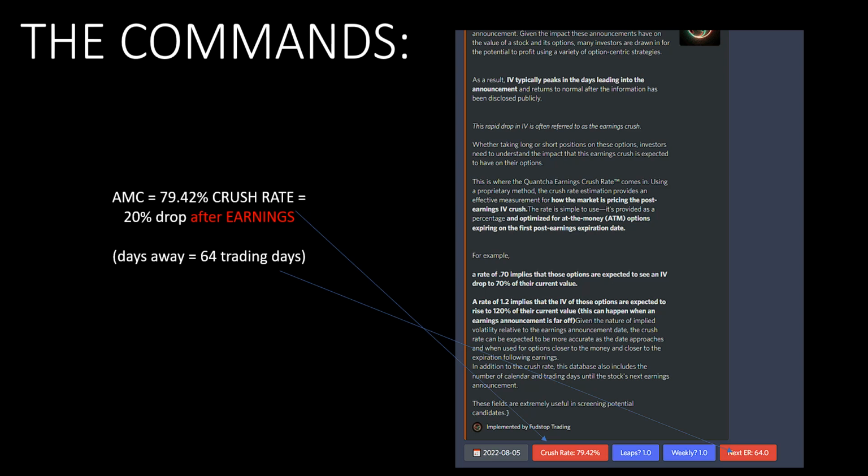This is an example for AMC, who just had earnings, and it has a 79.42 crush rate. So as we just read, this is going to be more accurate as we get closer to earnings. And considering AMC's earnings are 64 trading days away, this is likely to change leading up to their earnings, meaning you should probably hop on the options now while the IV is on the lower side.